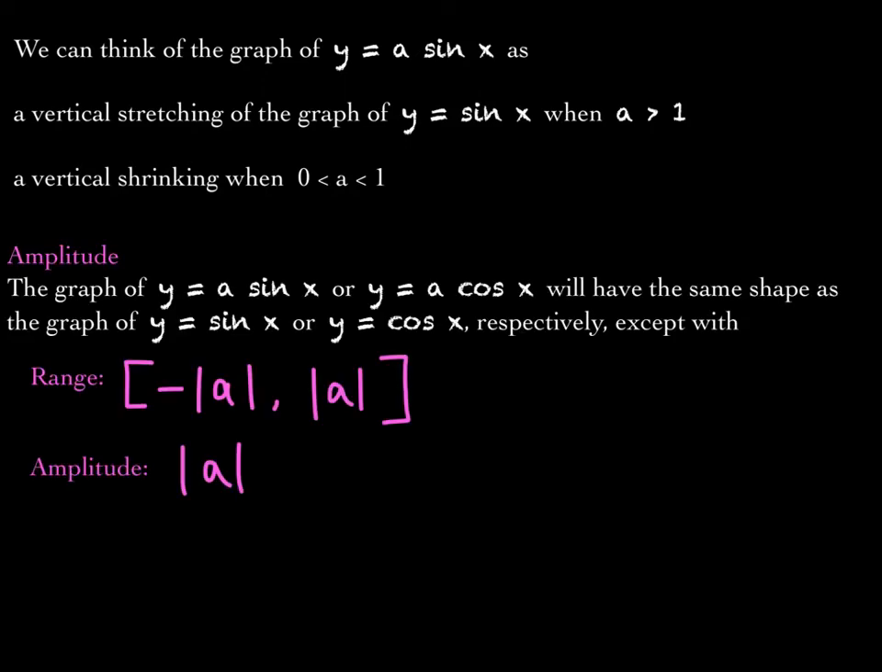So before we move forward, I just want to make sure that we're clear that the graph of y equals a times sine of x, or even y equals a times cosine of x, will have the same shape as the graph of y equals sine of x or cosine of x, respectively. These are the most basic graphs, right? So the shape is not changing, except that the range is now no longer -1 to 1. The range is now negative absolute value of a, comma, absolute value of a. That is to say, the amplitude is the absolute value of a, the absolute value of that number out front.